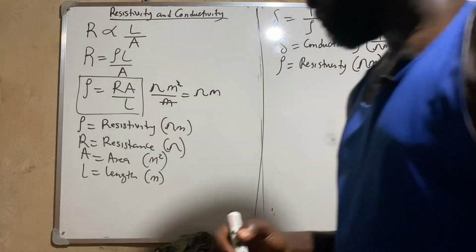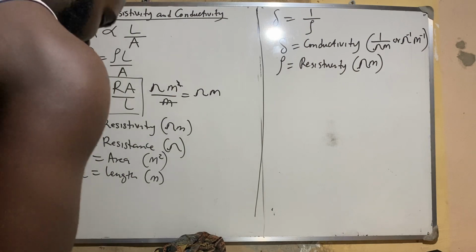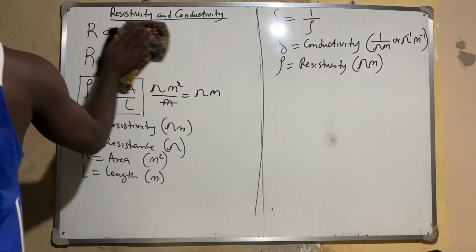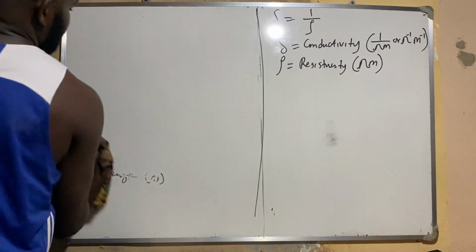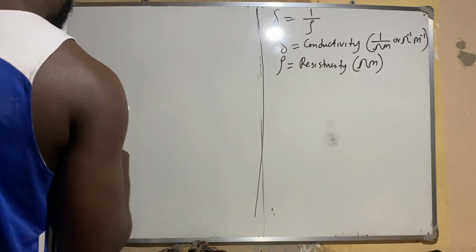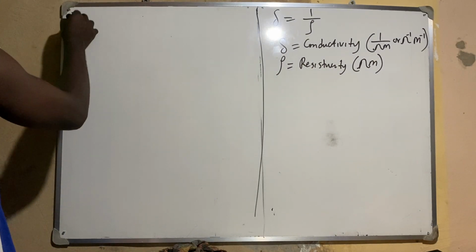So you should know that the inverse of resistivity is conductivity, and the inverse of conductivity is resistivity. They are inverses of each other. So let us solve some calculations to illustrate that.